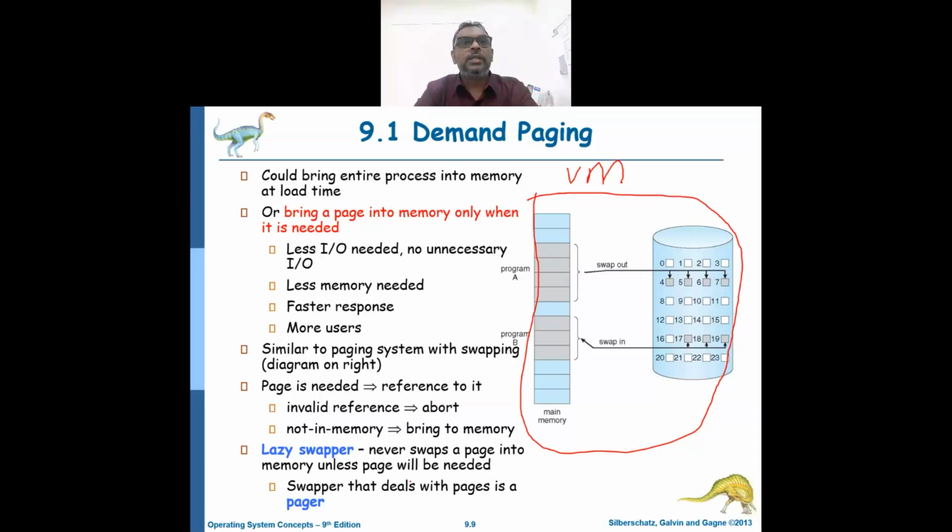Okay, but it's all inside the virtual memory. It's not inside the hard disk now. We're not talking about the hard disk. It's still there inside the virtual memory. So when it's needed, the swap balik. Why is it not inside the hard disk?